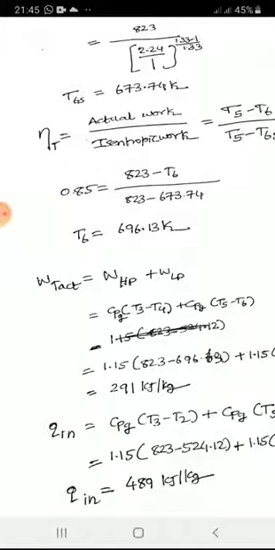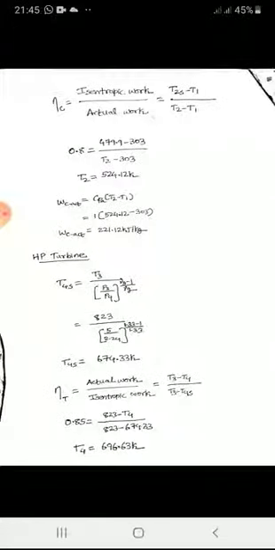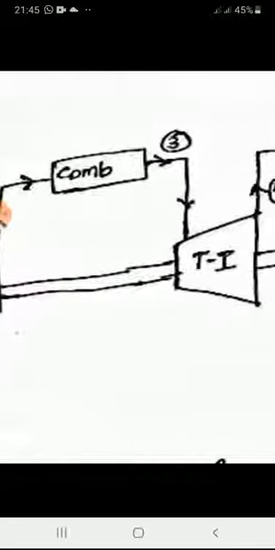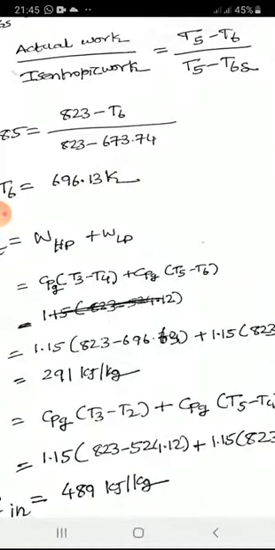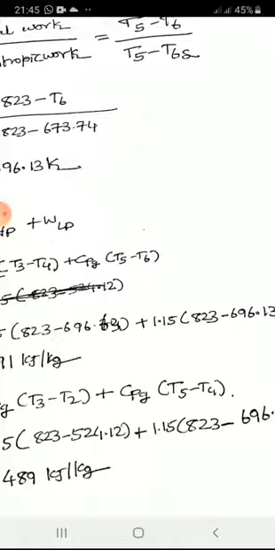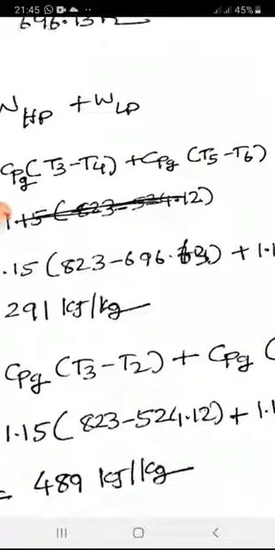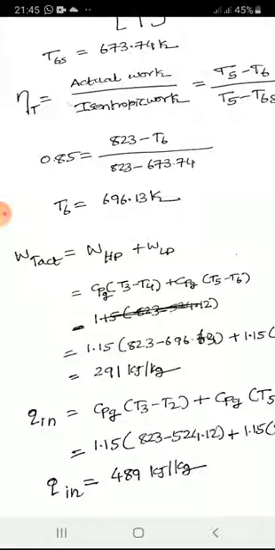Now we have to find what is the heat input. If you see the schematic diagram, heat input is given in two processes, that is from 2 to 3 in the combustion and from 4 to 5 in the reheat. So at two stages we are giving the heat input, right? So heat input will be equal to Cpg into T3 minus T2, the heat input given for combustion, and Cpg into T5 minus T4, the heat input given for reheat. So total heat input is coming as 489 kilojoules per kilogram, right?